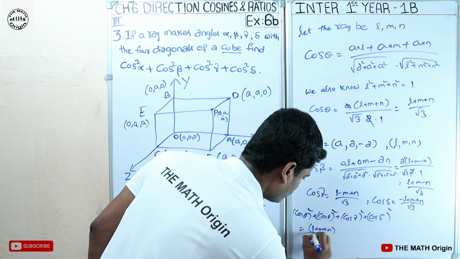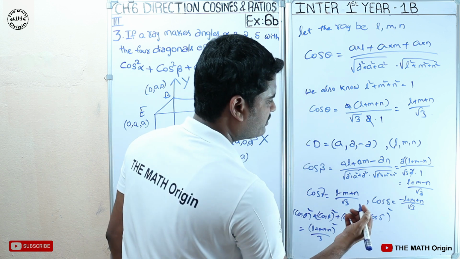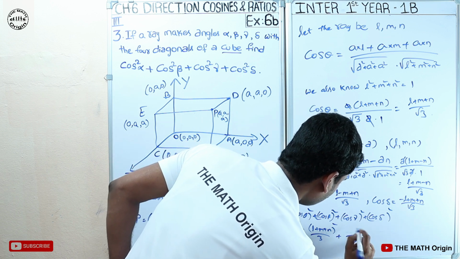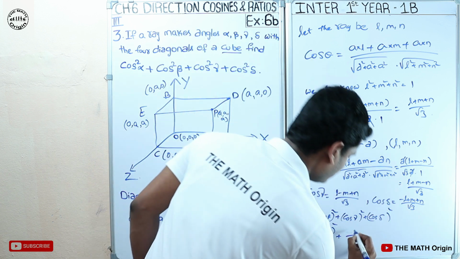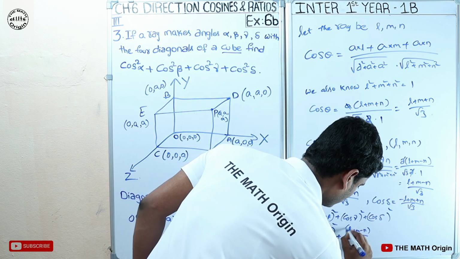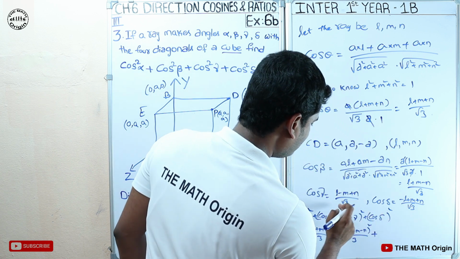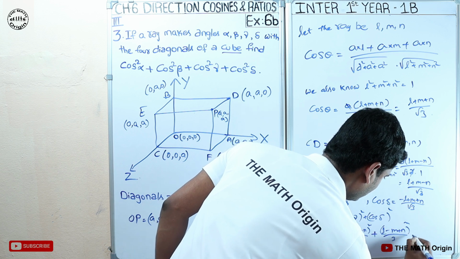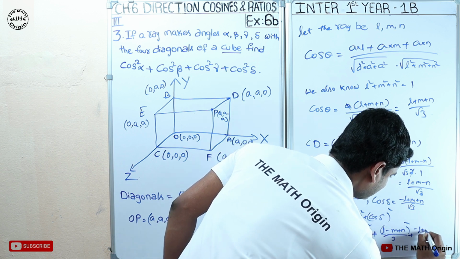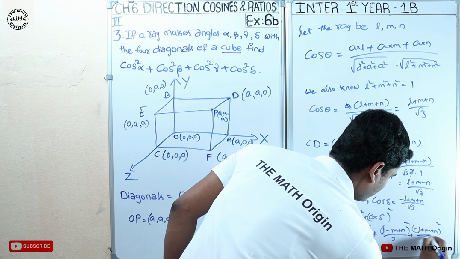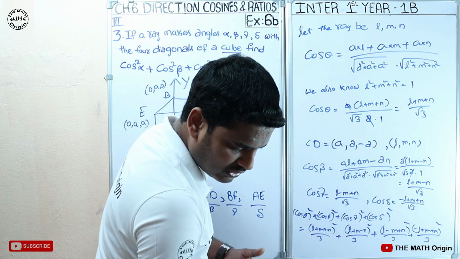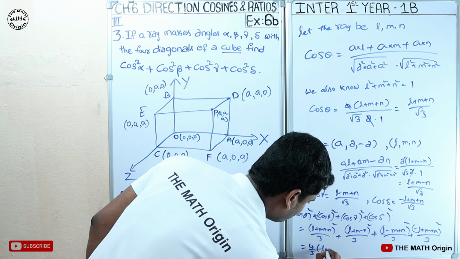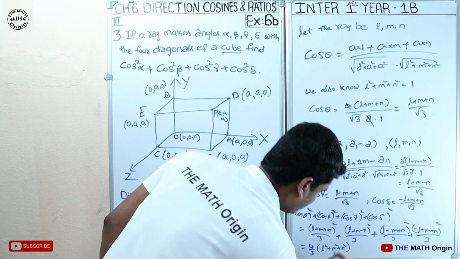plus cos gamma whole square plus cos delta whole square is equal to cos theta whole square ఏమవుతుంది, (l plus m plus n) whole square by root 3 square అవుతుంది, ప్లస్ కాస్ బీటా హోల్ స్క్వేర్ ఏమవుతుంది, (l plus m minus n) whole square by 3. ఓకే, నెక్స్ట్ ప్లస్ కాస్ గామా హోల్ స్క్వేర్ (l minus m plus n) whole square by 3 ప్లస్ (minus l plus m plus n) whole square by 3. Okay, finally we will get 4 by 3 of l square plus m square plus n square.